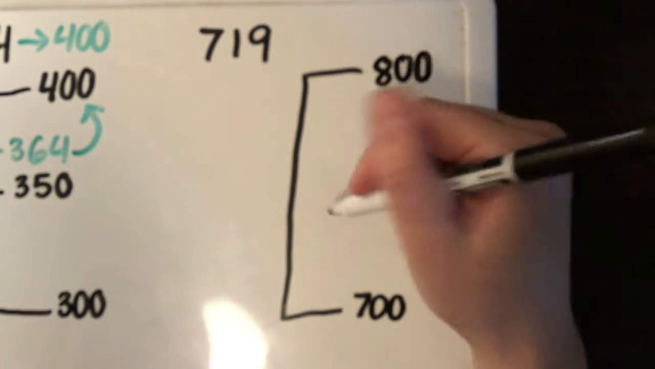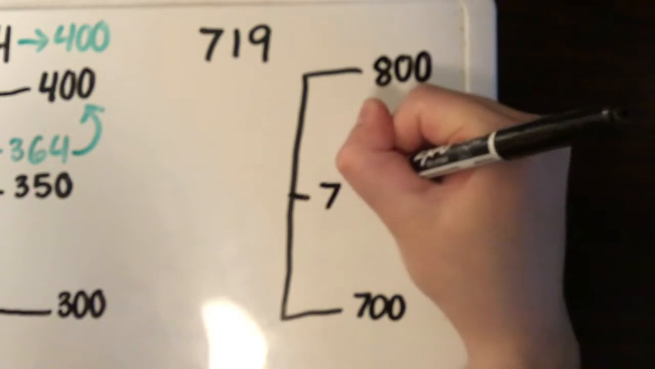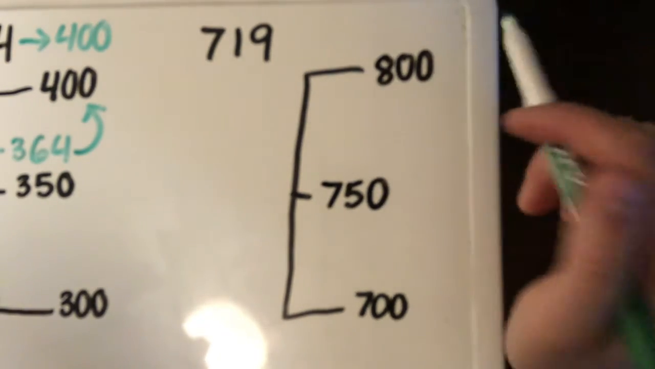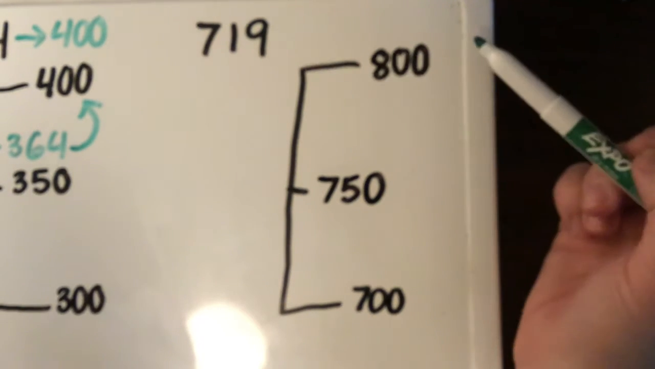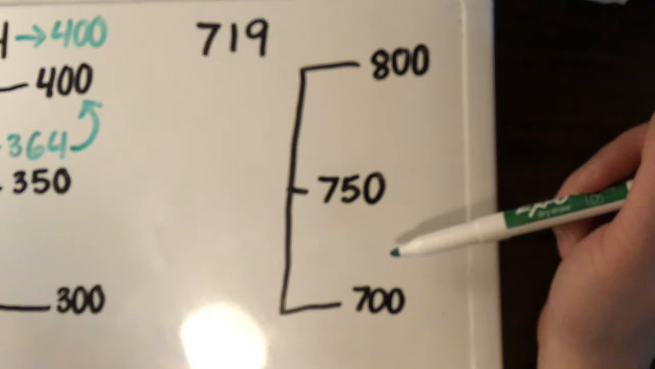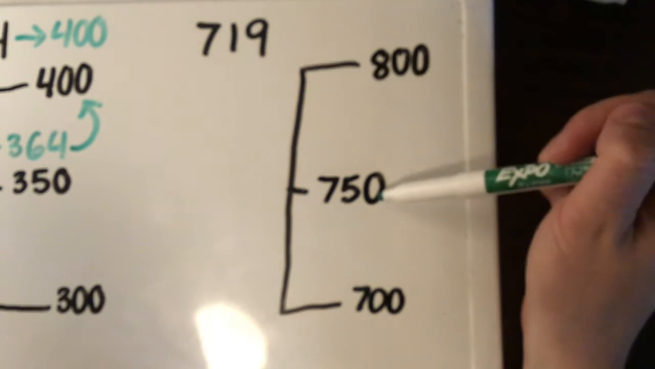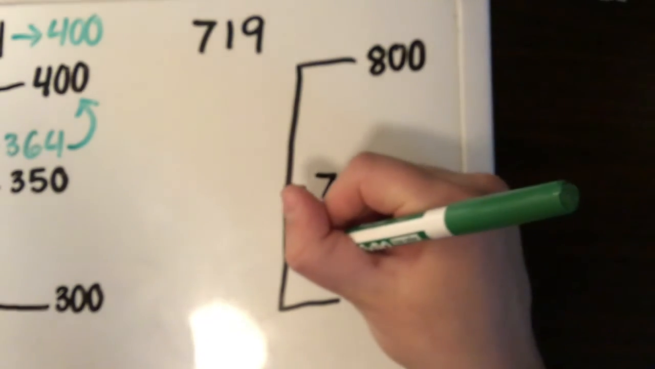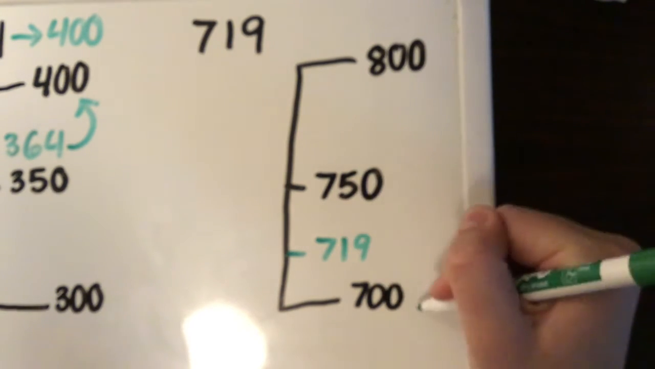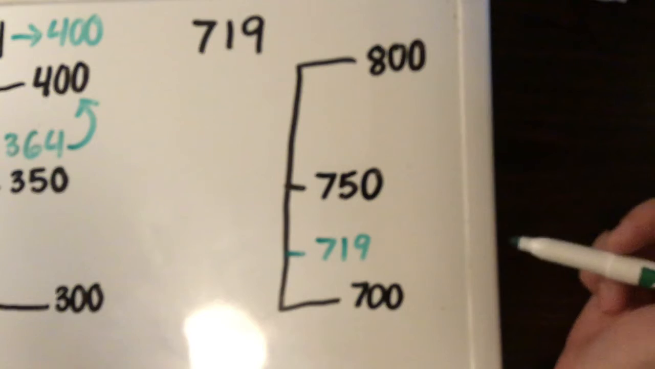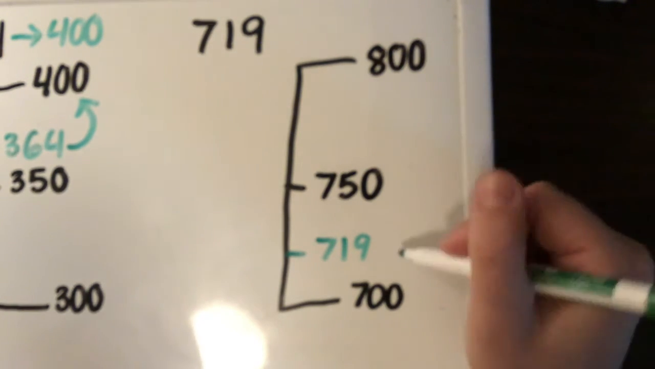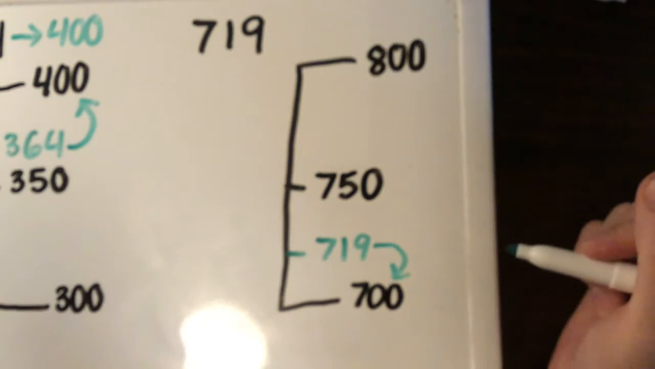My midway point is 750. Now I have to think about where my number 719 fits in. Does it come after 750 or before? Well, 19 is way smaller than 50, so I know it's going to fit in right here. It actually might be closer to 700 than it is to 750. So since we're in this bottom section, I know it's going to round down to 700.